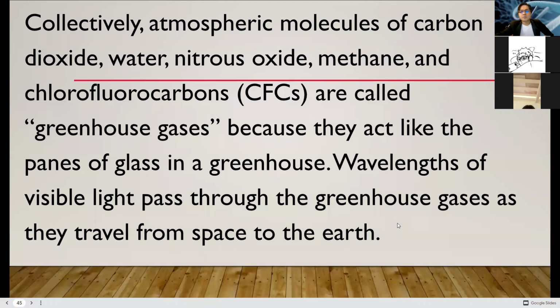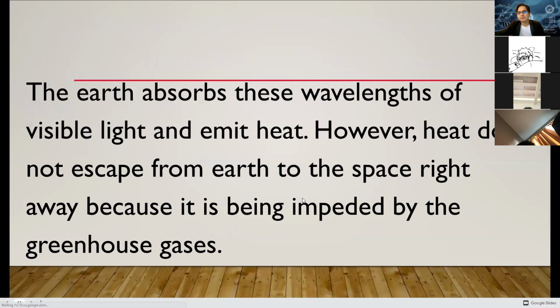Apparently, as atmospheric molecules of carbon dioxide, water, nitrous oxide, methane, and again CFCs, the ones that are actually enclosed in your sprays, okay? Your Baygon, your spray nets, it contains chlorofluorocarbons. They are considered as the greenhouse gases, okay?